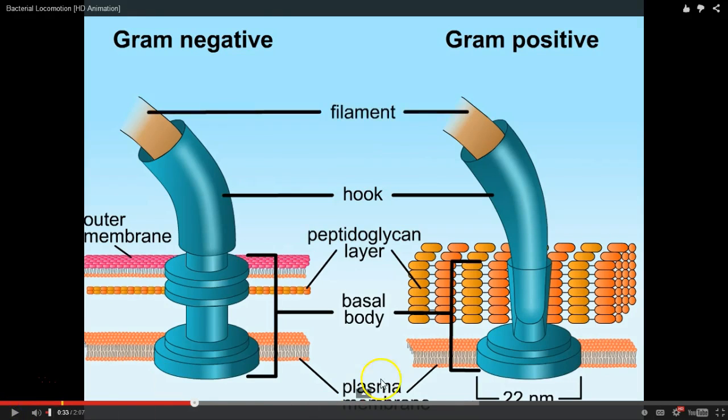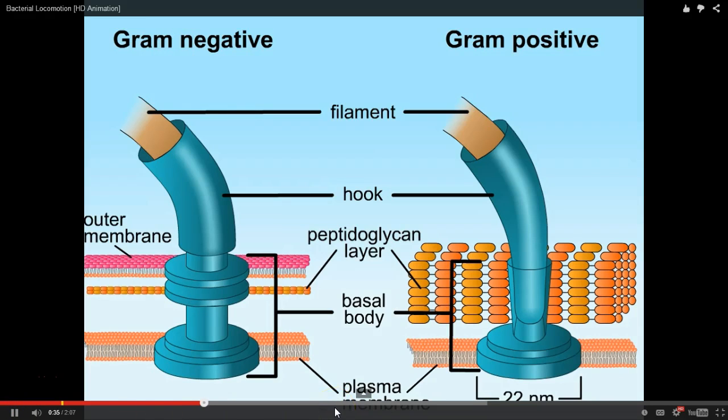The base. So, 2 different cells shown here, right? This one has a thick peptidoglycan layer, so it's gram positive. And then notice the cell membrane for both, a thin peptidoglycan layer, very thin, and an outer membrane, so we know that's gram negative.